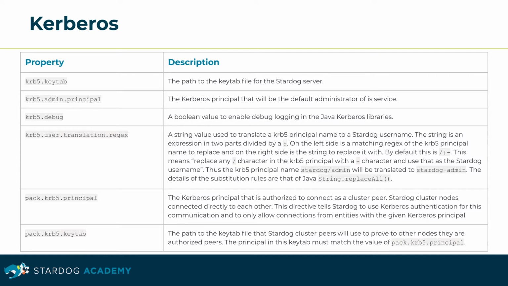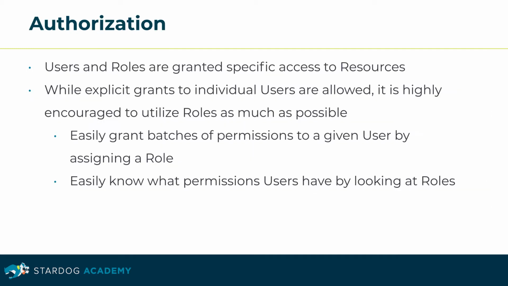Much more detail on setting up Kerberos authentication can be found in the Stardog documentation. As I stated earlier, authorization happens by granting permissions over specific resources to users and roles. It is worth noting that while granting permissions explicitly to individual users is allowed, we highly encourage the use of roles as much as possible.